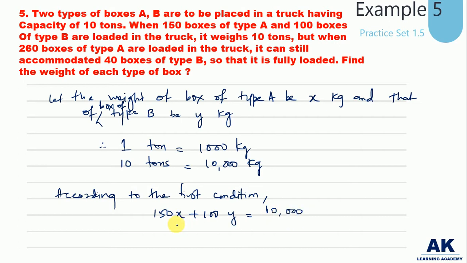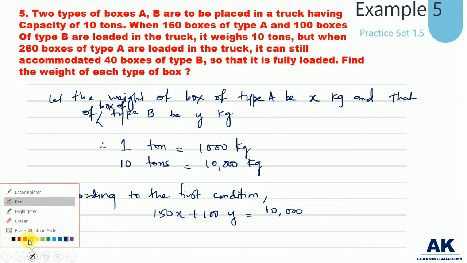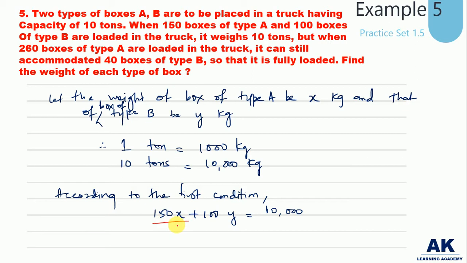So if I divide this complete equation by 50, then we are left with 50 ones are 50, 50 threes are 150, 50 ones are 50, 50 twos are 100, 50 ones are 50, 50 twos are 100, and 200, right? So 3 into x is 3x plus 2 into y is 2y, which is equal to 200, right? Let's call this equation number 1. All right.